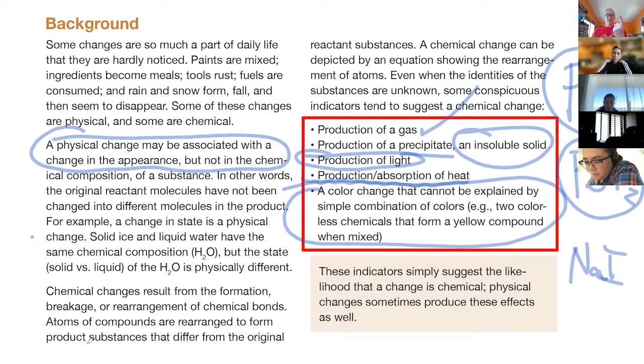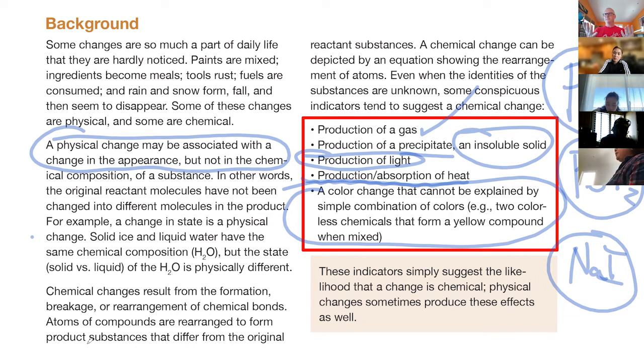The lead solution was clear. Sodium iodide was colorless. It didn't have any color either. So when I mixed two colorless things together that made a new color, that is a chemical reaction because that's unexpected. There's no way to see that as just two colors mixing together to create a third. So that's something different to look for.